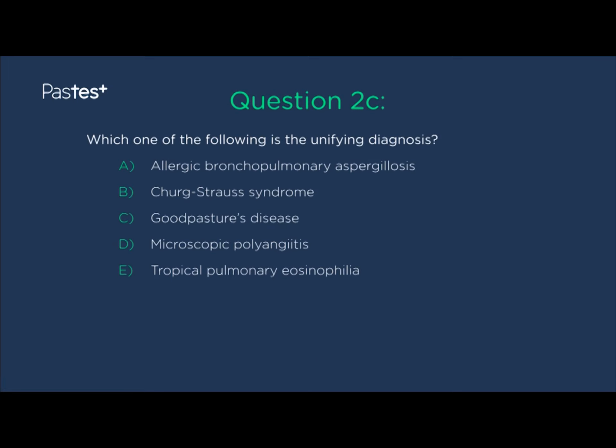So the question here is, what is the unifying diagnosis? A, allergic bronchopulmonary aspergillosis. B, Churg-Strauss syndrome. C, Goodpasture's disease. D, microscopic polyangiitis. E, tropical pulmonary eosinophilia. I'll let you think about those for a moment. So, unifying diagnosis in this patient. I hope at this point we should be tying this together and saying this is B, Churg-Strauss syndrome.